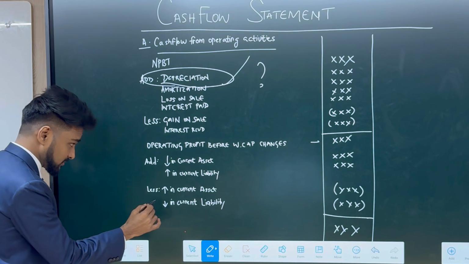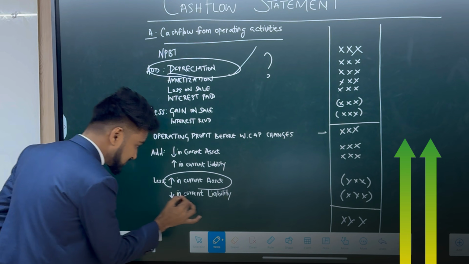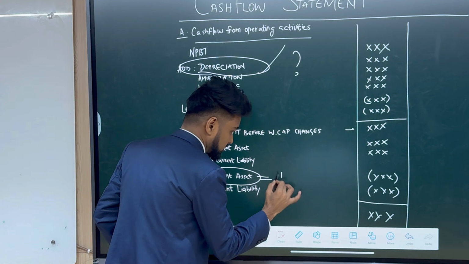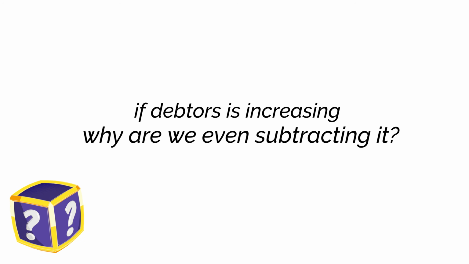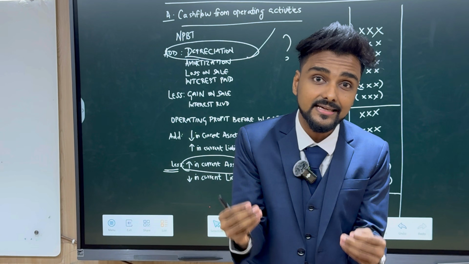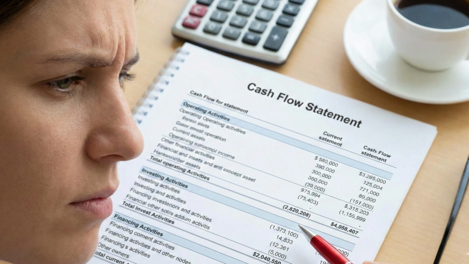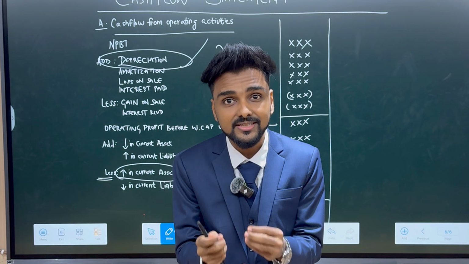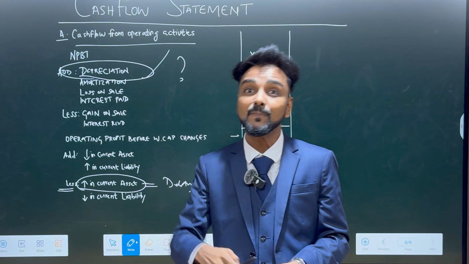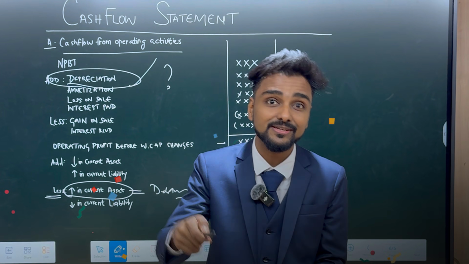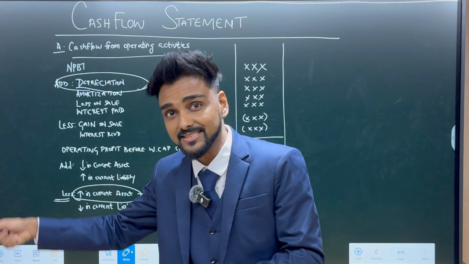Hold on. In the format, increase in current asset is subtracted. Say debtors. My question to you is, if debtors is increasing, why are we even subtracting it? Why do we need to subtract increase in debtors in the cash flow statement? So if you know the reason for all this, then definitely you're studying conceptually. You're prepared to get 95 plus or centum. Otherwise, you need more practice maybe.